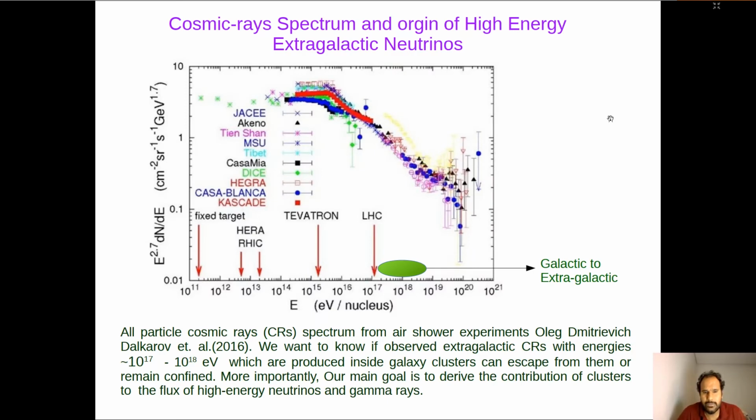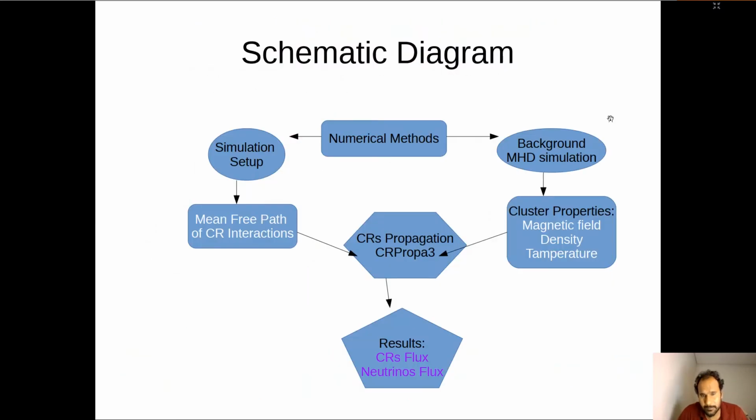In this figure I'm showing the all-particle cosmic ray spectrum from air shower experiments; many air shower experiments can be seen in the figure. We are focusing on the cosmic ray energy range from 10^14 to 10^19 electron volts, and we are studying the energy range which can be confined in the cluster or can escape from the clusters. More importantly, our main goal is to derive the contribution of clusters to the flux of high energy cosmic rays, high energy neutrinos and gamma rays, which can be produced during the confinement of cosmic rays inside the clusters.